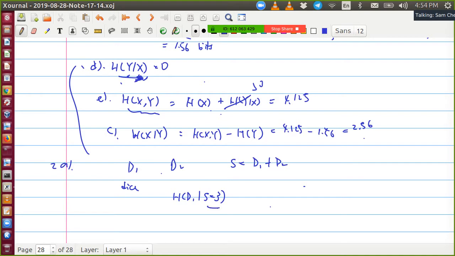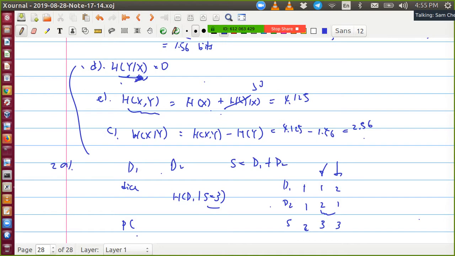So for S equal to 3, what can happen? I can have D1 and D2 both 1, which adds up to S equal to 2, right? If D1 is 1 and D2 is 2, then S adds up to 3, and 2, 1 also adds up to 3. Actually, only these two cases give S equal to 3, right? So given S equal to 3, there are only two possible events.